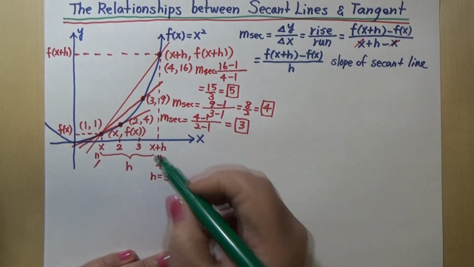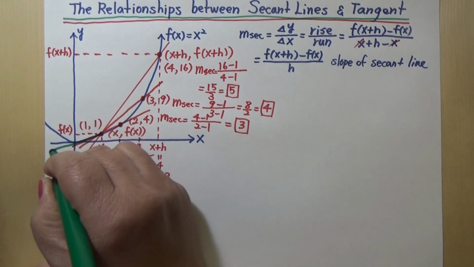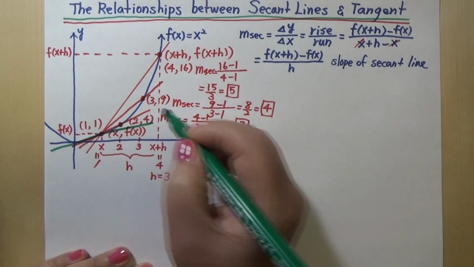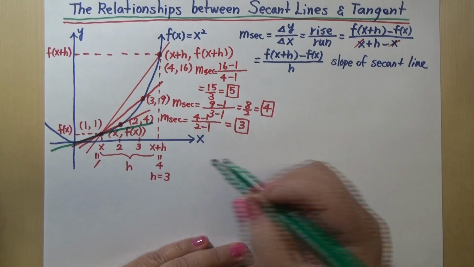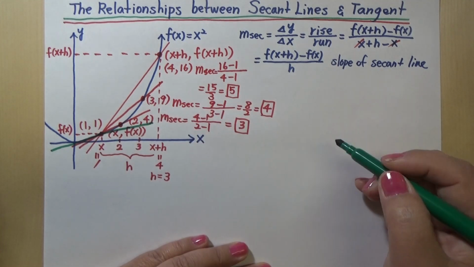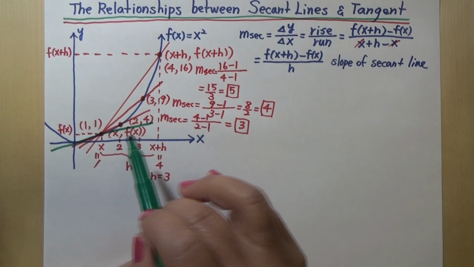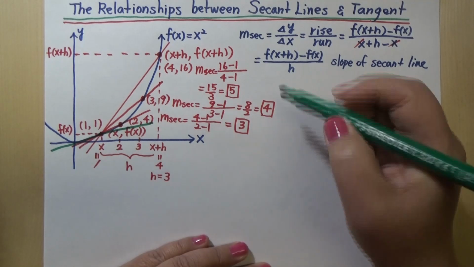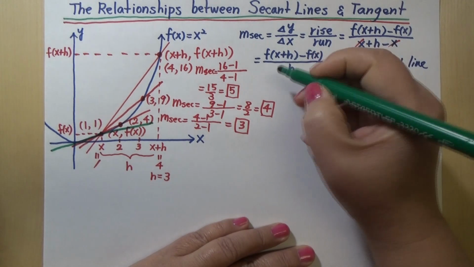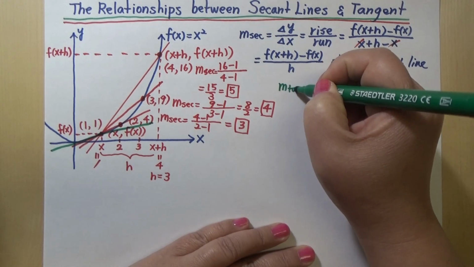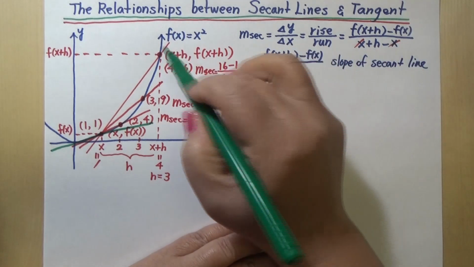And now I see the tangent line over here at this point. A tangent line touches the curve at only one point, this point. So now we have to find the slope of the tangent line, m tangent, which means we have to take the derivative of f of x.